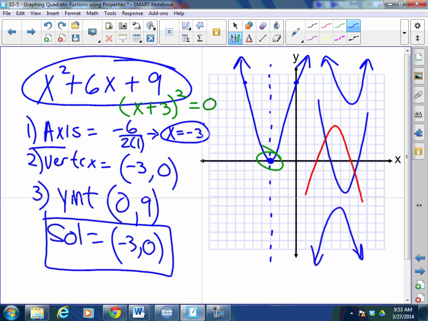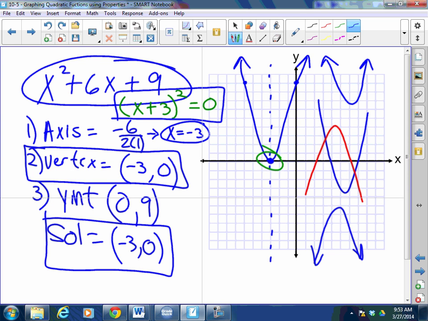How did I get the solution? The vertex is the solution in this case. In the other ones, there were 2 solutions. This was a perfect square binomial. Whenever you have a perfect square binomial, you're only going to have one intercept. Okay? Thank you, my man.